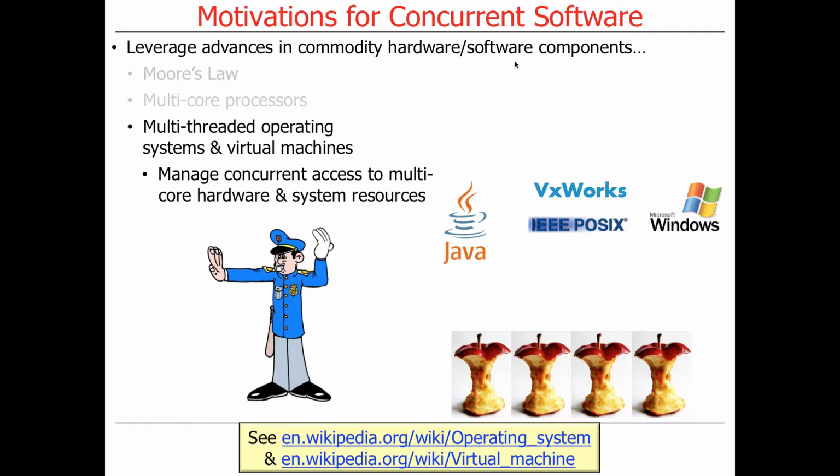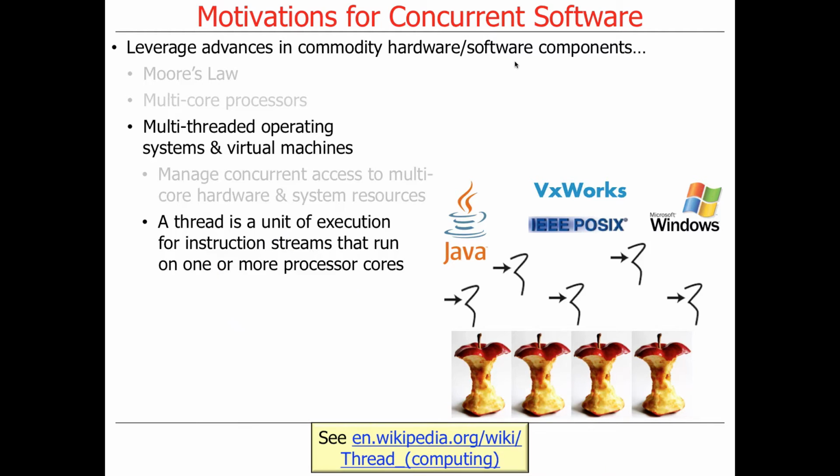manage and coordinate concurrent access to hardware from various software resources, applications, and services. So the idea is that the underlying hardware has multiple cores, and the operating systems coordinate all that, and the virtual machines. And we'll talk more about what operating systems and virtual machines are later, but for the time being, think of them as basically traffic cops that coordinate access of software to hardware cores.